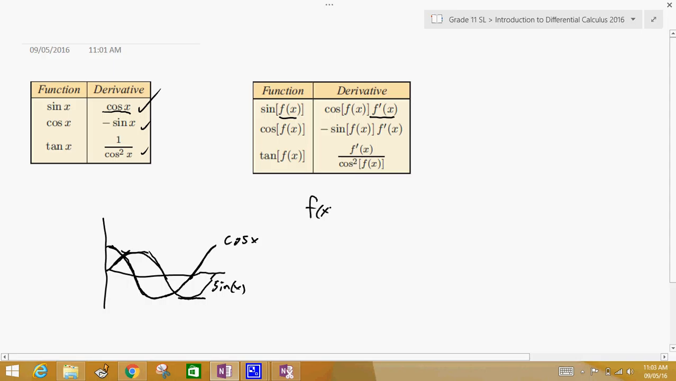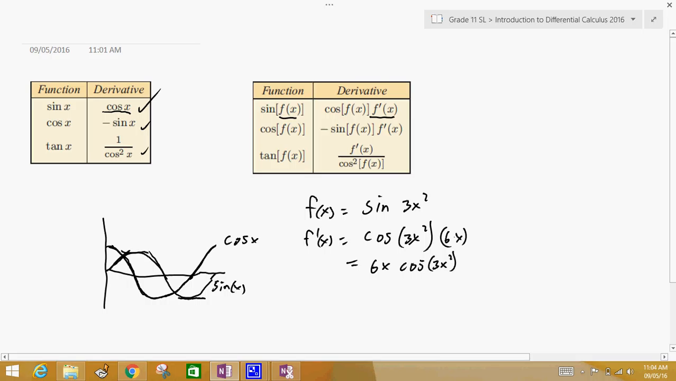Suppose your f of x is equal to, let's say, sine 3x squared. Let's just leave it as 3x squared. Well, the derivative of that, f prime of x, would be equal to cosine of 3x squared times the derivative of that function. So times 6x. Or probably better written as 6x cosine 3x squared.